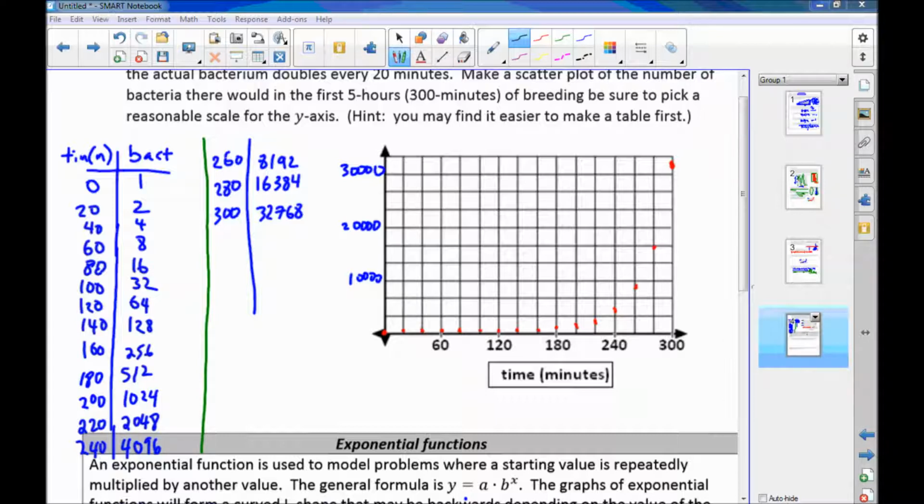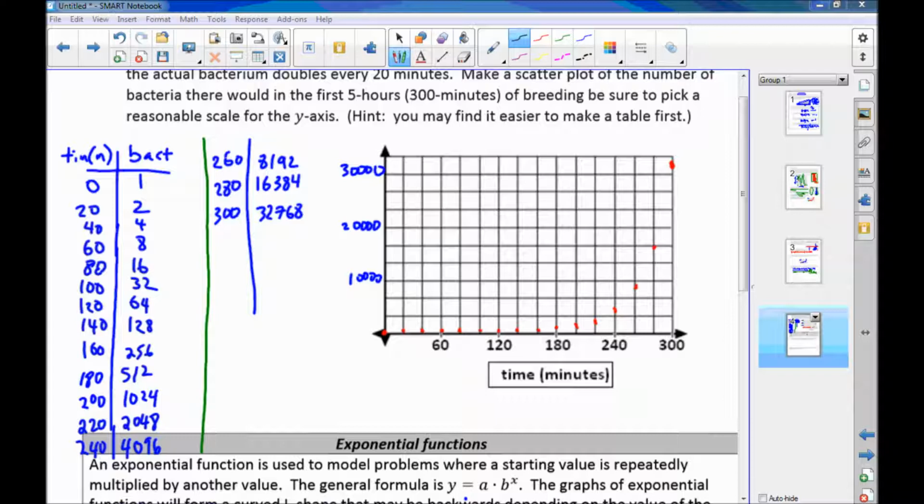So at time 0, we had 1 bacteria. 20 minutes later, 2 bacteria. 40 minutes later, 4 bacteria. 60 minutes later, 8 bacteria. And all the way to 300 minutes, 32,768 bacteria. So remember, it was doubling the number of bacteria every 20 minutes.